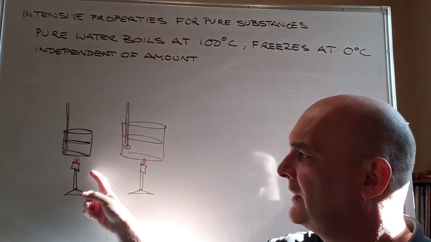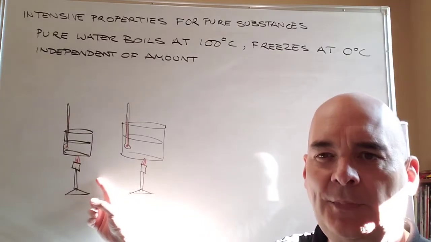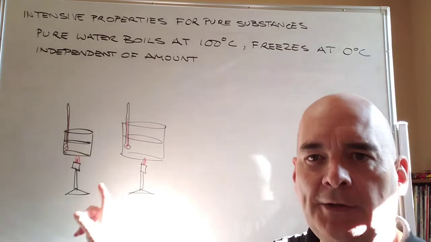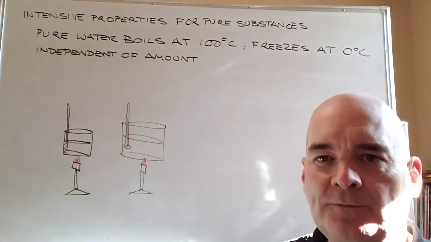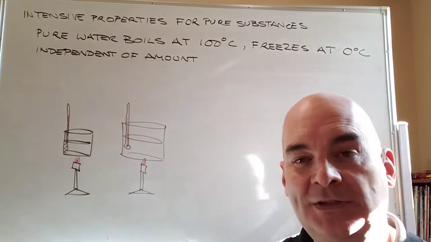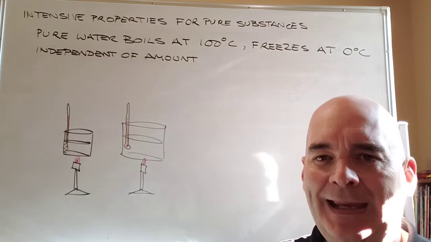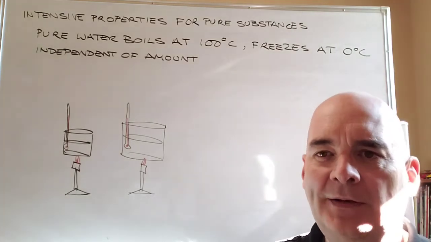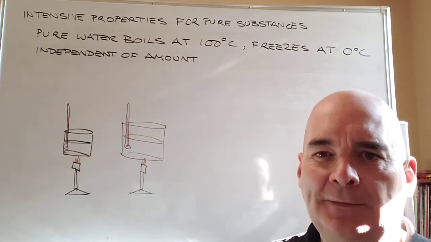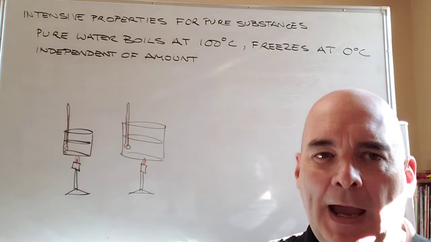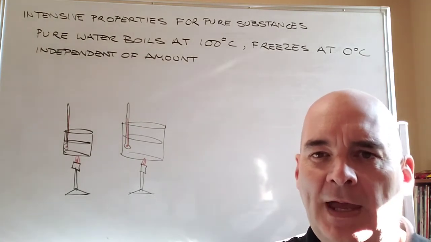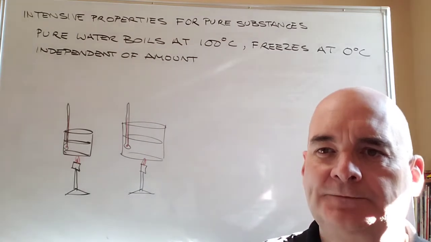And in fact, if I took another heat source, another Bunsen burner, and put it under here, or maybe another 2, and I tried harder, it wouldn't matter. Water boils at its own boiling point, and it freezes at its own freezing point. And those numbers are independent of amounts and independent of how hard you try. That's called an intensive property, a property where the amount of sample does not change the answer. And we see that in pure materials.